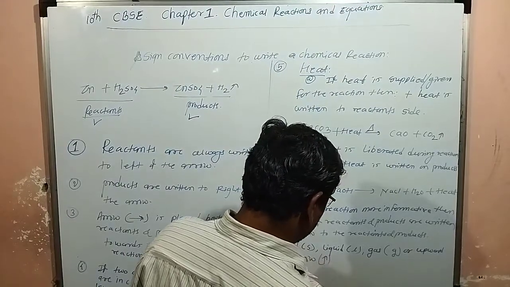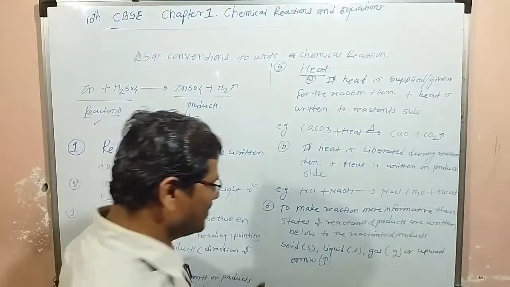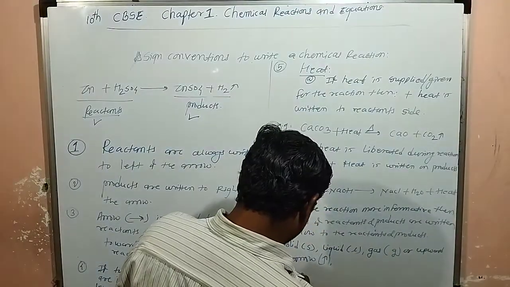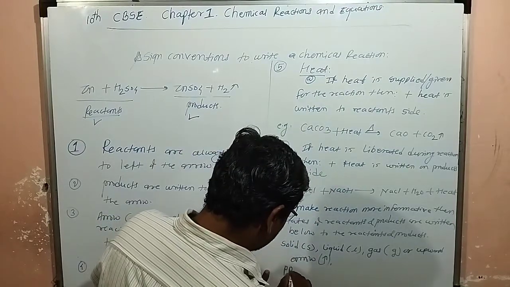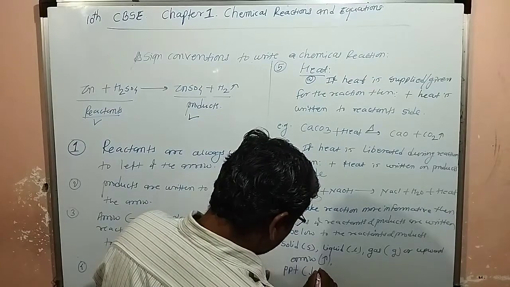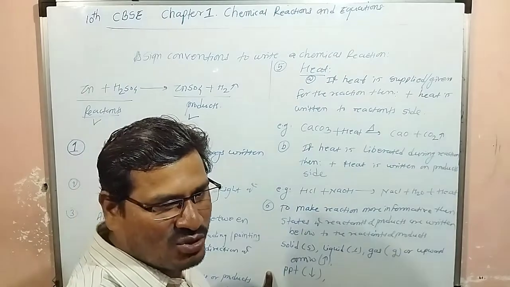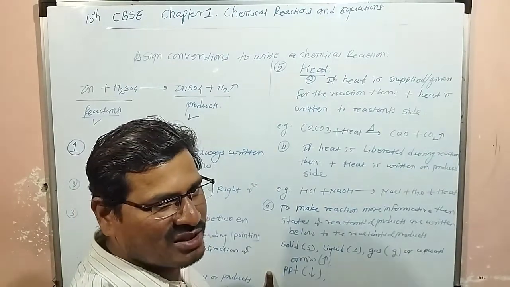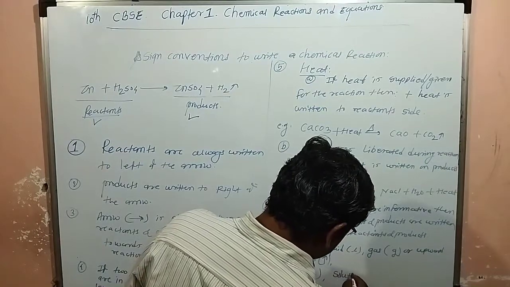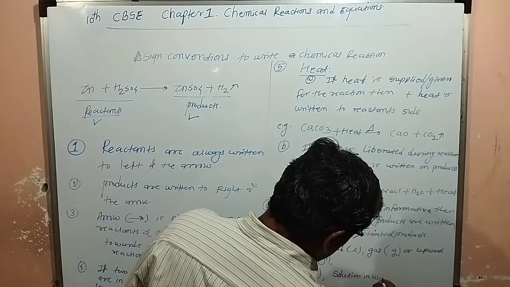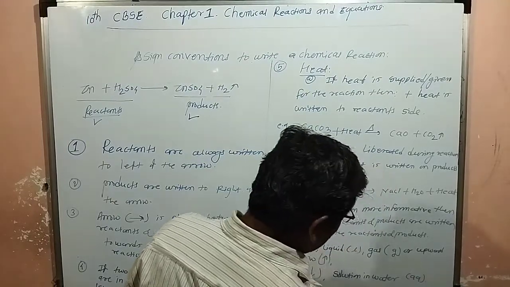Like this, an upward arrow. And if a precipitate is formed, an insoluble mass, then you have to write a downward arrow. And if it is a solution in water, then you have to write (aq) in brackets.